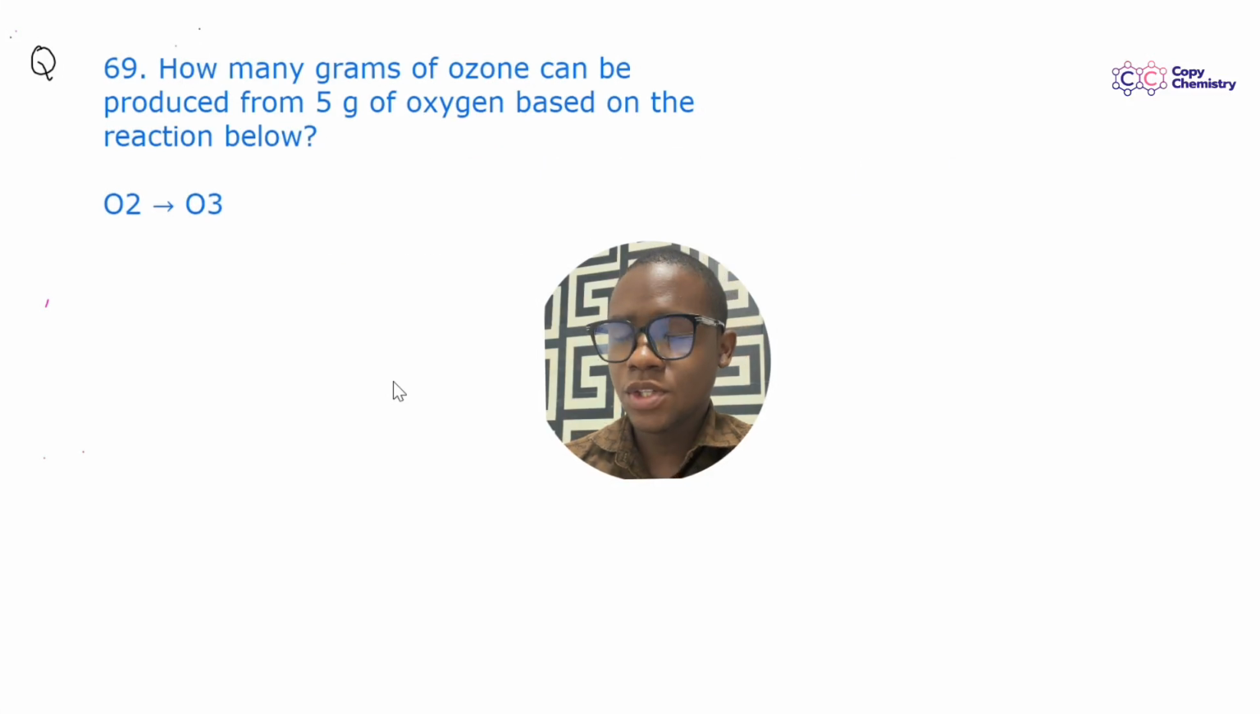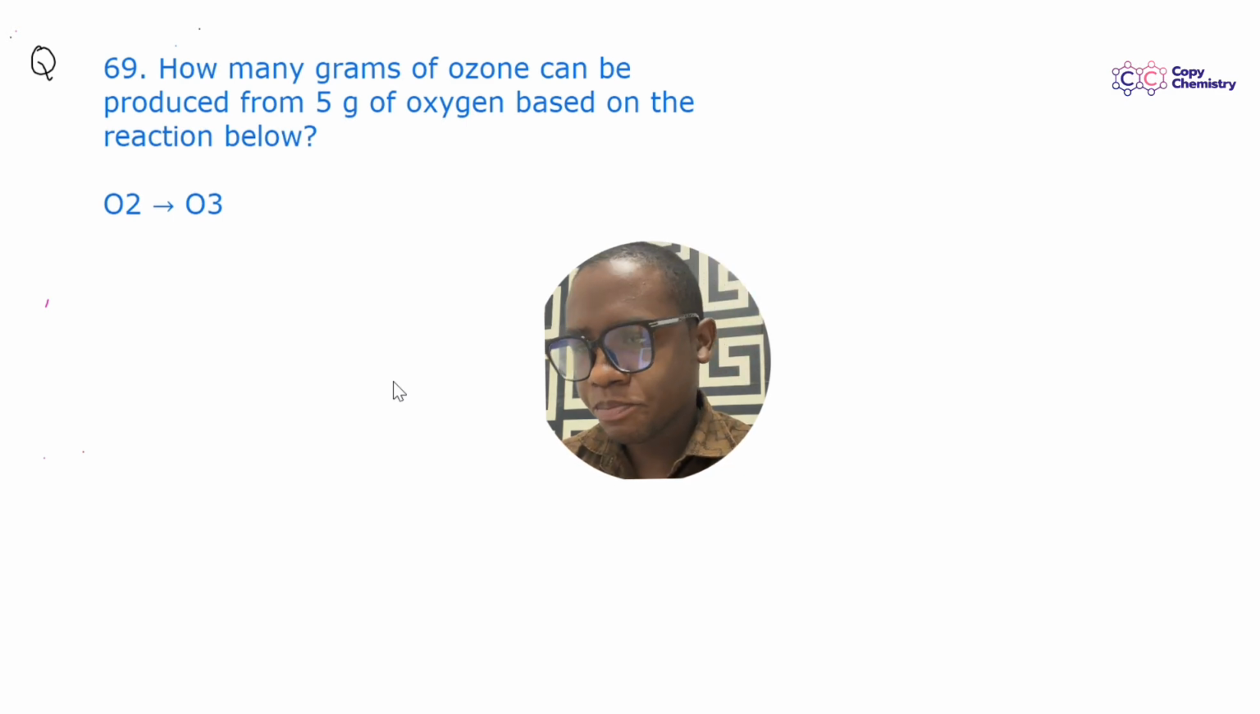This is another interesting one. Can you do it? Let's see. How many grams of ozone? Ozone is O3. That's one thing that's helping us on Earth. So how many grams of ozone can be produced from 5 grams of oxygen based on this reaction?